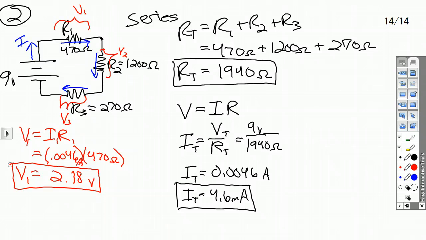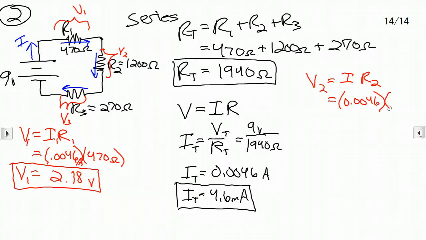If I want V2, I guess I'll go over the right over here. V2 equals, again, the current, which is the same for all of them, times R2. So 0.0046 times 1200 ohms, this is in amps. Plug that into a calculator, times 1200 equals V2, 5.57 volts. That's my V2.